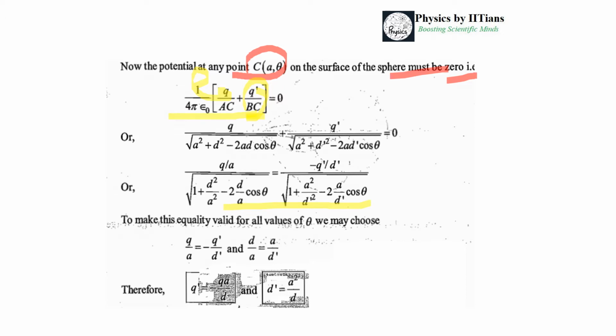And by just putting these coordinate values, AC in the form of A d cos theta and BC in the form of A d prime cos theta, you will get that Q prime, that is the value of the image charge, is minus Q into A divided by D, and D prime, the distance of the image charge from the center of the conducting sphere, is A square by D. So I highly suggest you remember these two formulas, and you should also understand how these formulas have come about.